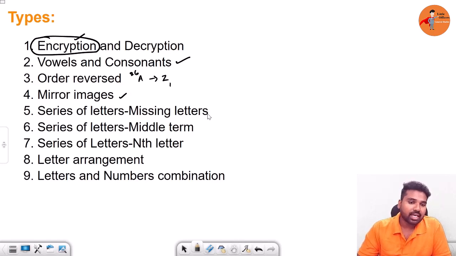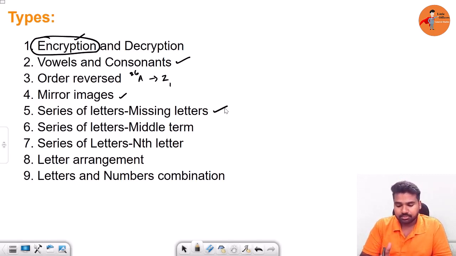Then comes a series or sequence of letters. In that, actually 3 types of questions have been asked. One is missing letter in a particular sequence. It could be a sequence or it could be a series. If it is a series, you need to find what kind of series it is making. And if it is a sequence, you need to see the synchronization, that is the periodicity.